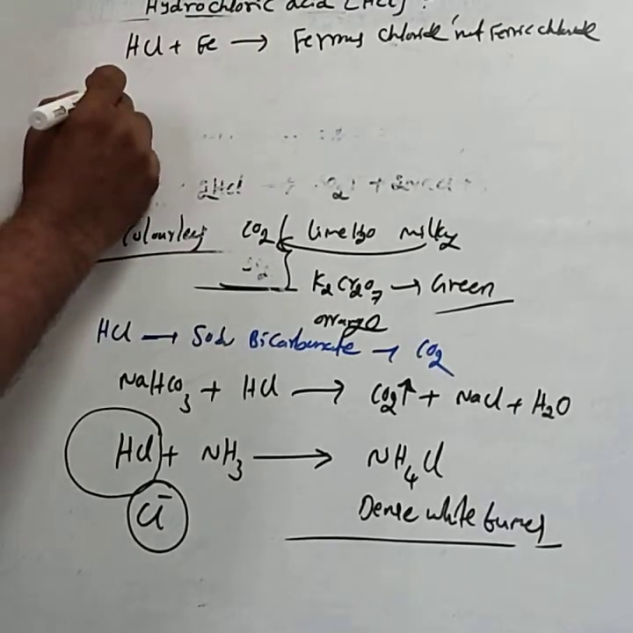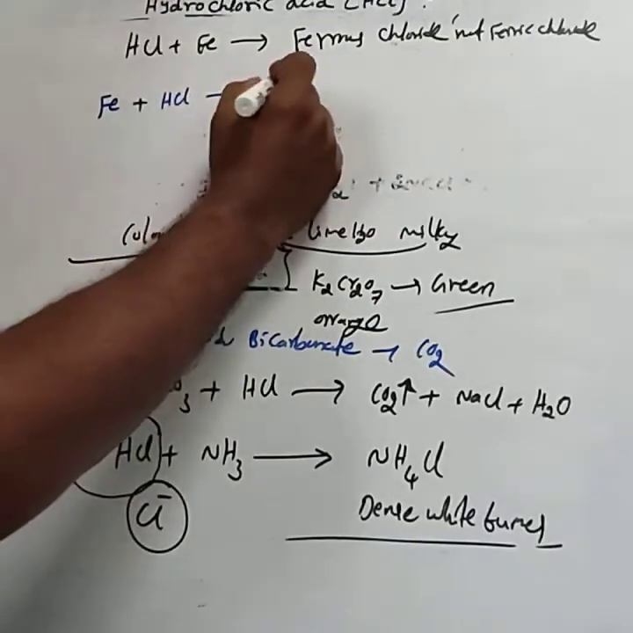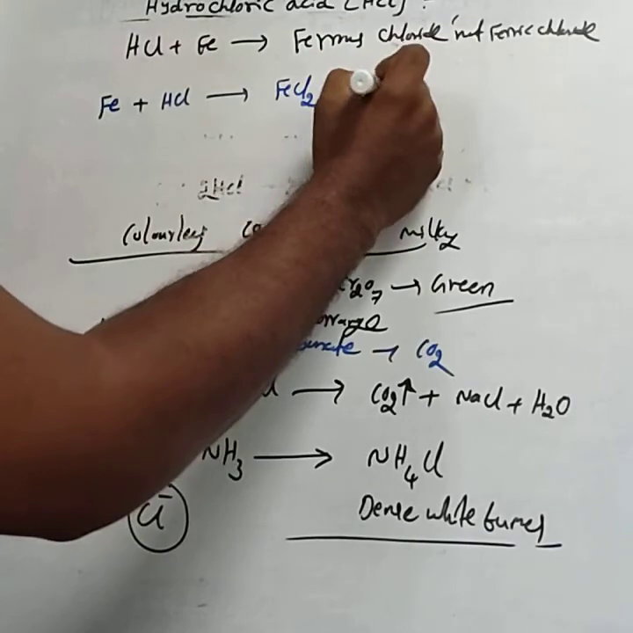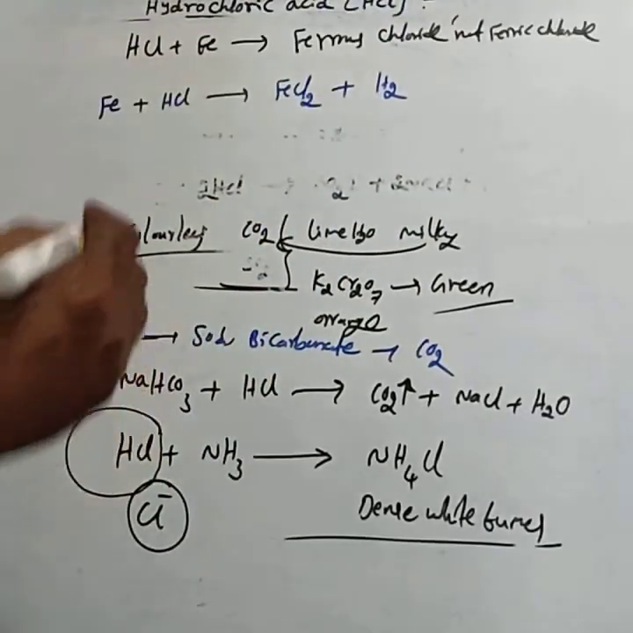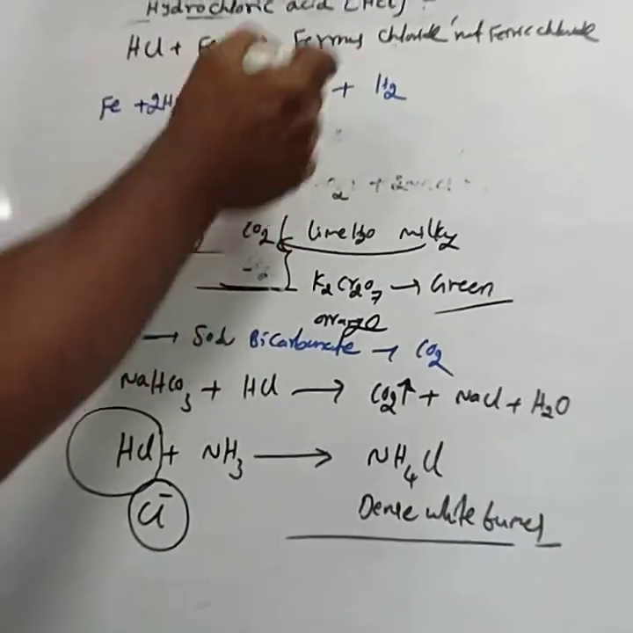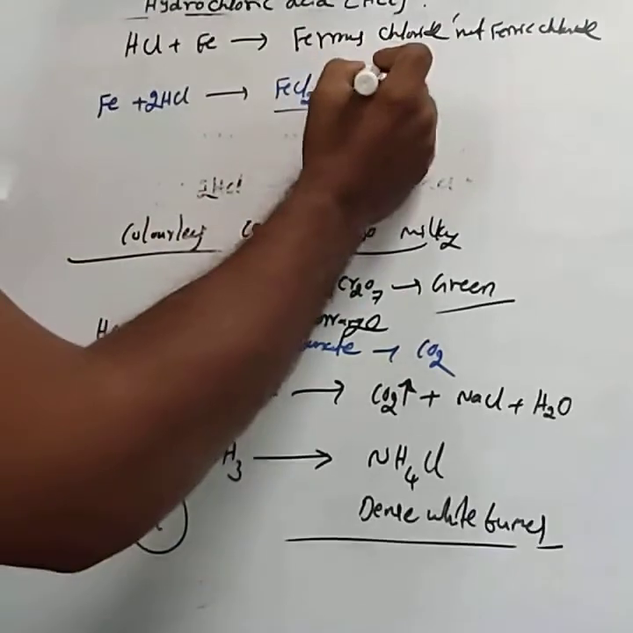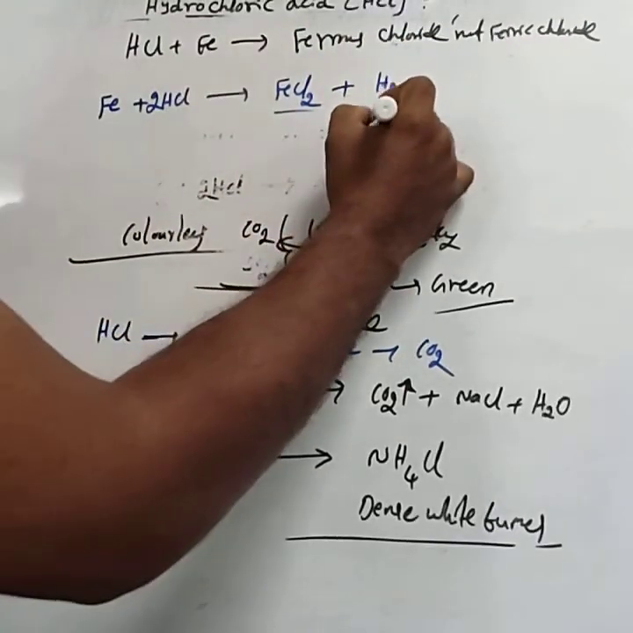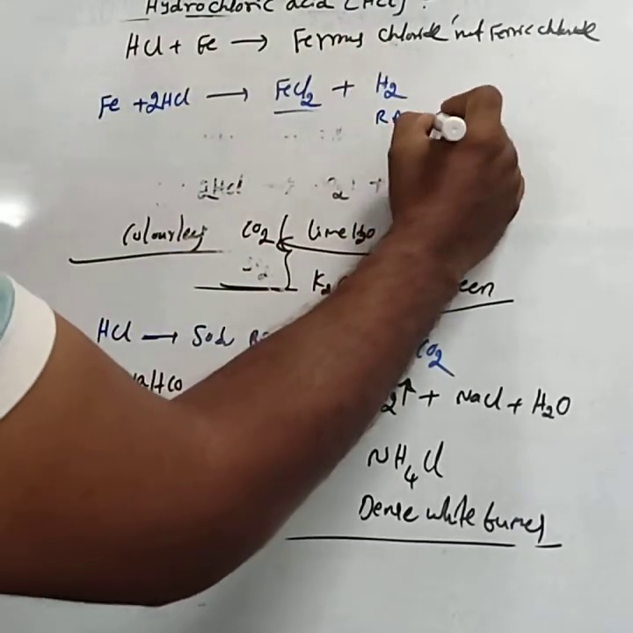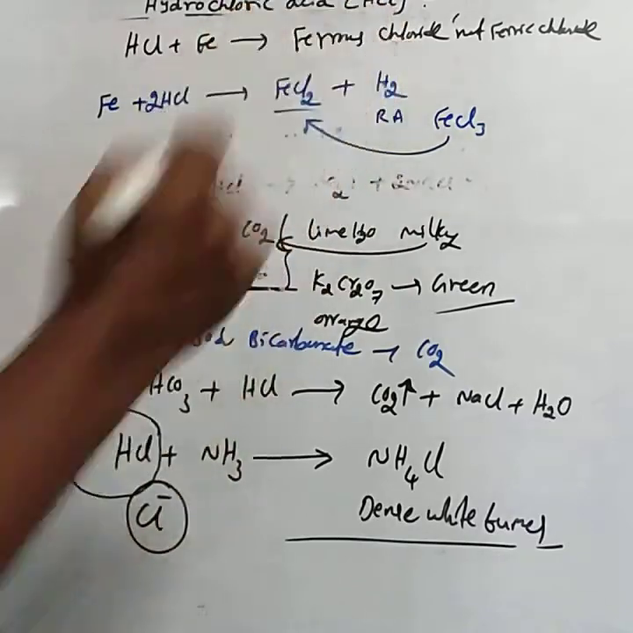That is Fe plus HCl. The ferrous chloride is FeCl2, liberating H2. That is 2HCl. This is ferrous chloride. Why is only ferrous chloride formed but not ferric chloride? Because here hydrogen is evolved. Hydrogen is a reducing agent. This reduces ferric chloride, FeCl3, into FeCl2.